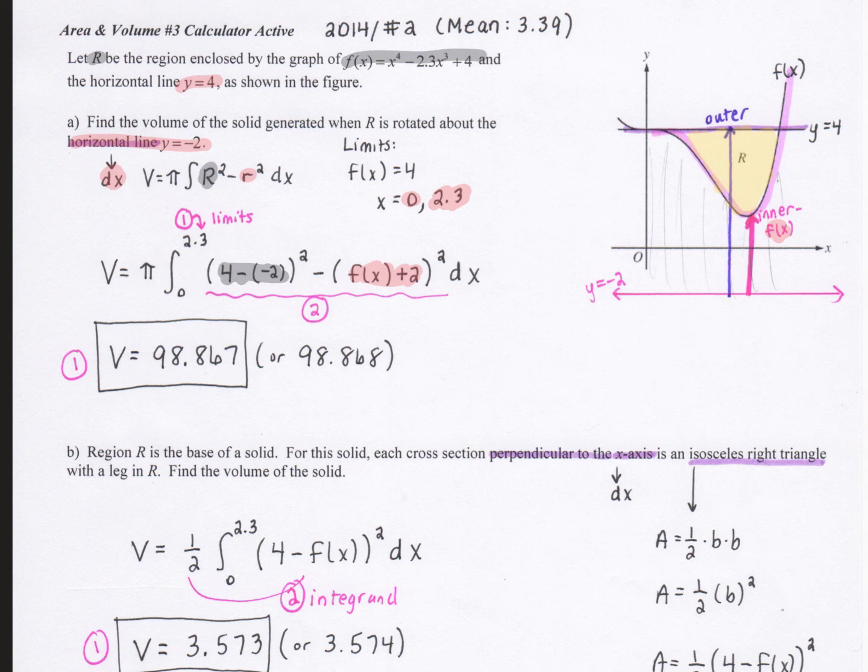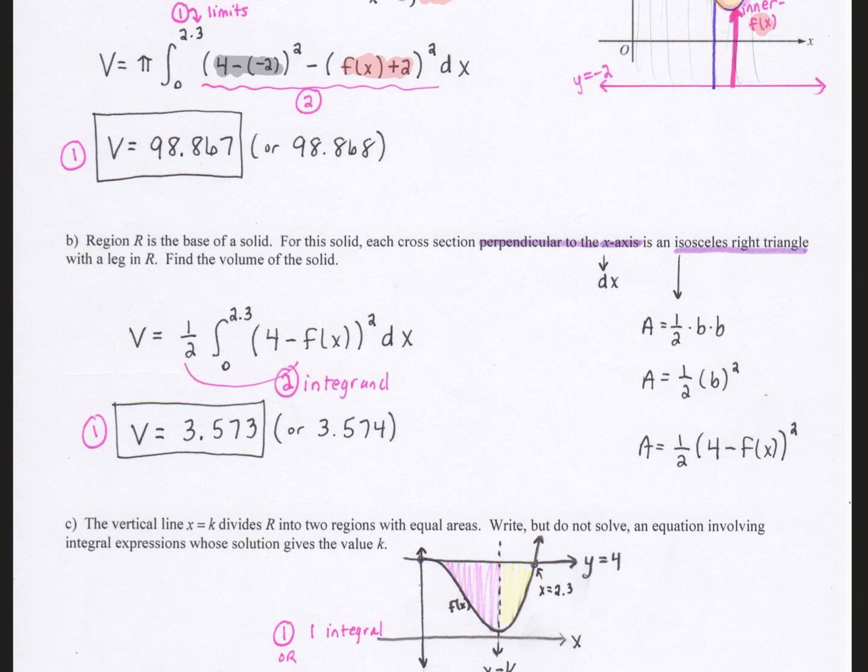In part B, our region R is the base of a solid. Each cross-section perpendicular to the x-axis is an isosceles right triangle. Because I'm perpendicular to the x-axis, my integration is with respect to x. The area that I'm going to integrate is that of an isosceles right triangle, so I write down that area formula. The reason I don't do 1/2 b times h is because it's isosceles, so the base and the height are the same. That's what allows this to work because we need to get this down to a single variable.